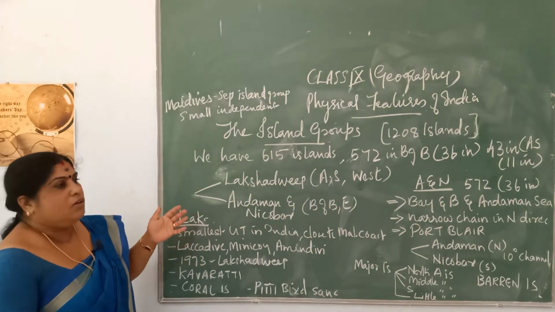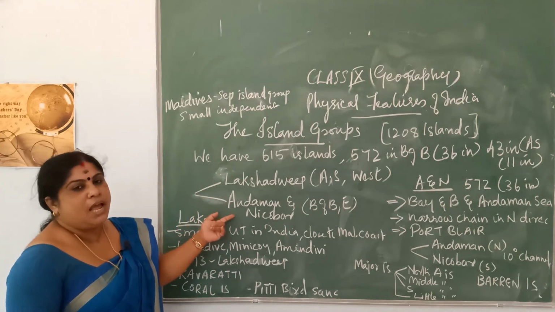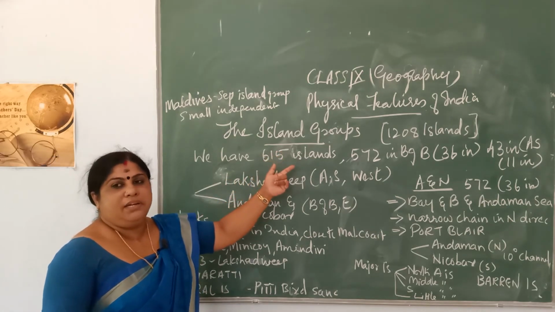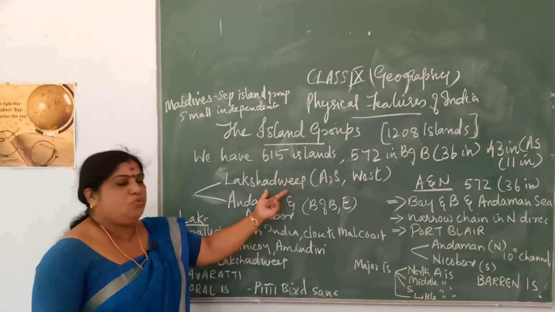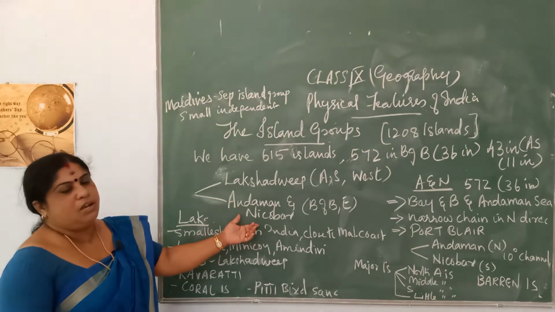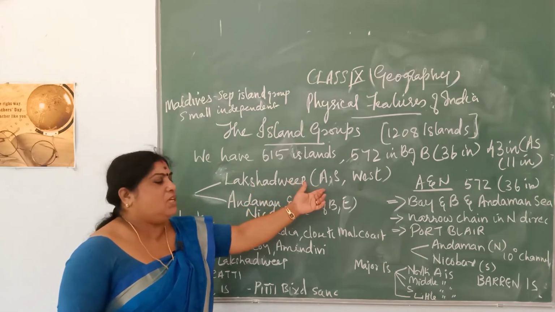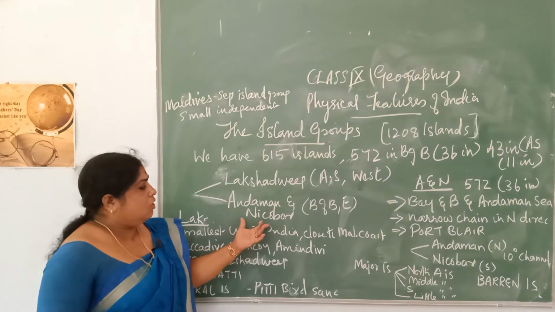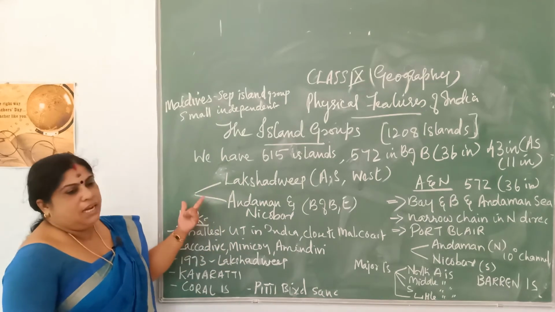So our island groups are divided into two, Lakshadweep Islands and Andaman and Nicobar Islands. I hope you know what an island is. An island is an elevated land portion which is surrounded by water on all sides. So we have two island groups in India. They are the Lakshadweep Islands and the Andaman and Nicobar Islands. Lakshadweep Islands is the island group that you see in the Arabian Sea, in the west, and Andaman and Nicobar Islands is the island group that you see in the Bay of Bengal, in the east. Now moving on to the Lakshadweep Islands.